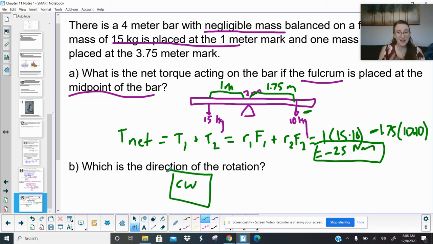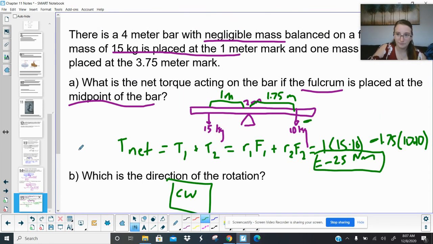Again, if we decided to call this negative, we would have ended up with a positive as our answer, but it would still end up being a clockwise direction because now we called this side positive, which is still clockwise. That's why you get to choose your negative direction. It still works out for what we consider to be clockwise or counterclockwise.